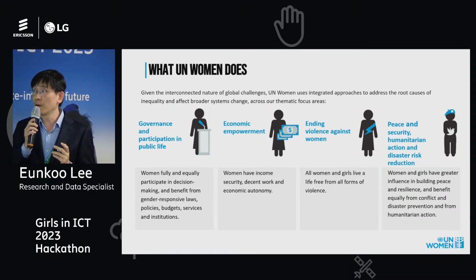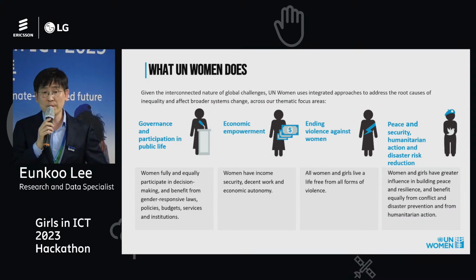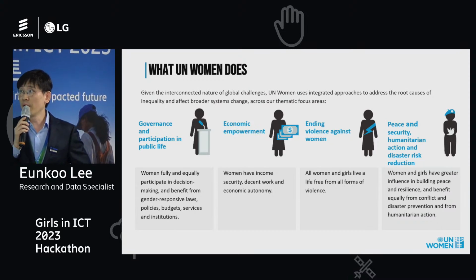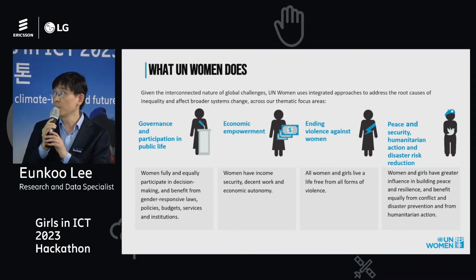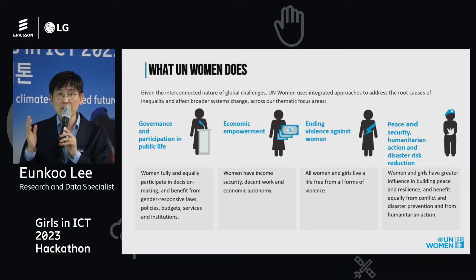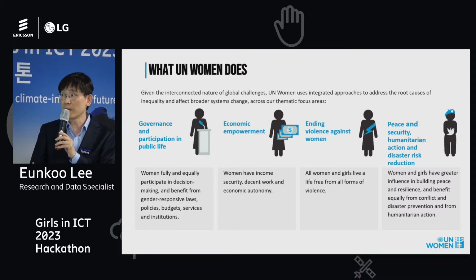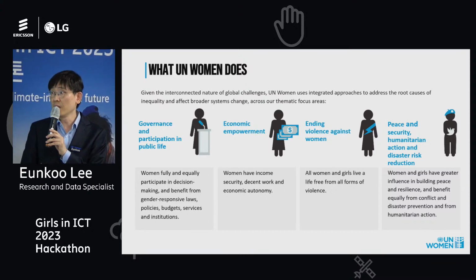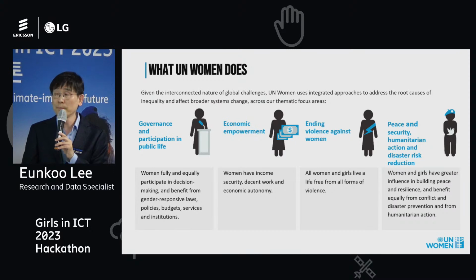So we have four thematic focus areas. That's governance, economic empowerment, ending violence against women, and peace and security. All of these focus areas are very important to us. We make sure that women have full and equal participation in all decision-making processes, and we also make sure that they benefit from legal and institutional measures placed within the country.